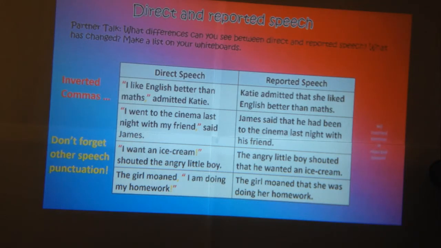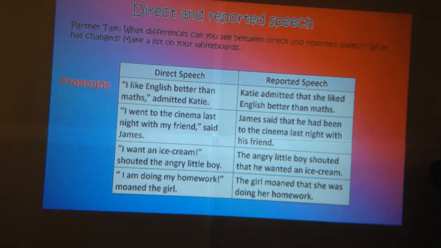Now, looking to the right-hand side, you will notice that there are no inverted commas in reported speech, because you are actually saying what the character said, but you're not using it as direct speech. You are reporting what the character may have said. So in reported speech, there are no inverted commas, and that's how it is different from direct speech.